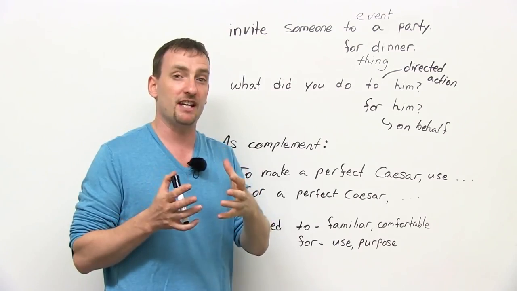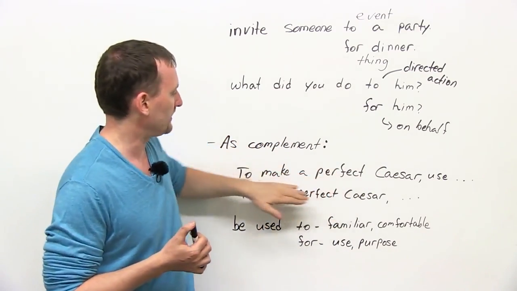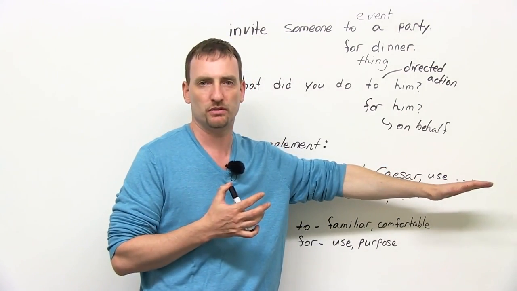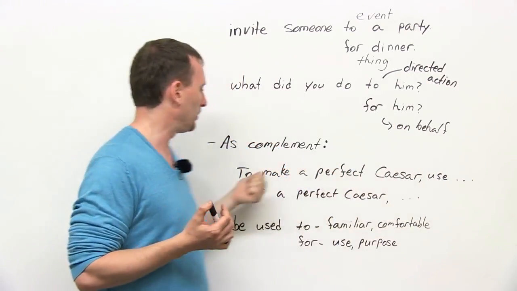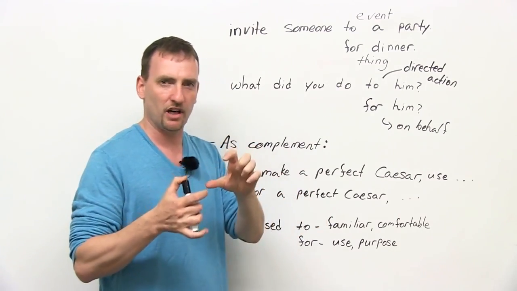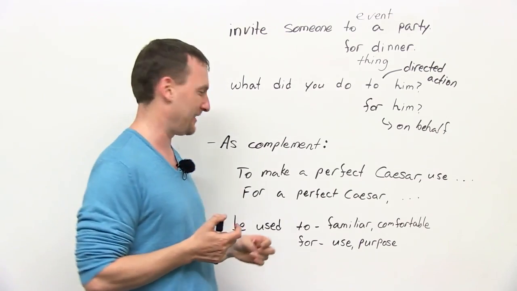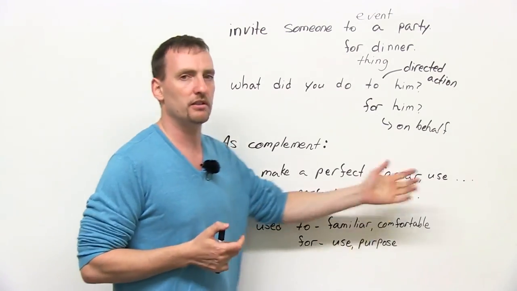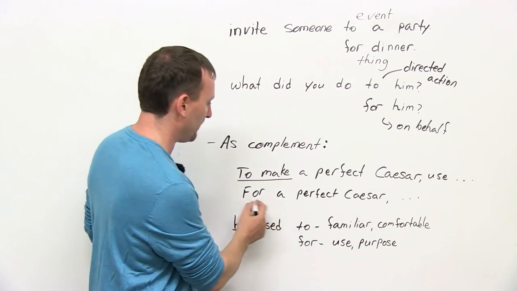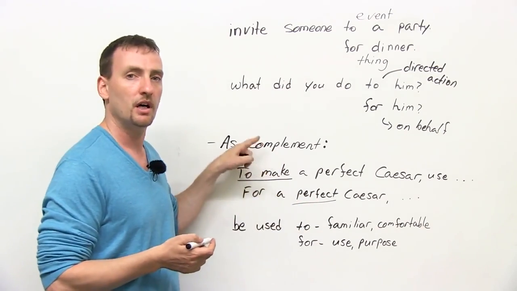Now, we can also use to and for as a complement. A complement is a phrase that completes the meaning of something before. So I want to say, to make a perfect Caesar, use spiced clamato juice. A Caesar is an alcoholic drink. Vodka, clamato juice, Tabasco, little spices, it's very delicious. Very Canadian drink. For a perfect Caesar, use spiced clamato. Again, I have the infinitive verb, I have the for thing, noun, verb. That's the only difference when we're talking about complement.